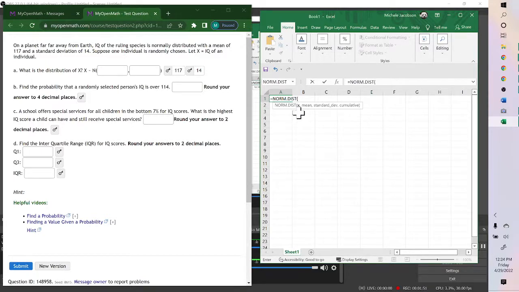So we put the X value, which was 114, comma, your mean, and it even tells you what to put, mean and then standard deviation. So the mean was 117, comma, standard deviation 14, comma. Now it says cumulative distribution. It's everything under the curve, so you just put 1. It will always be 1, and hit enter.